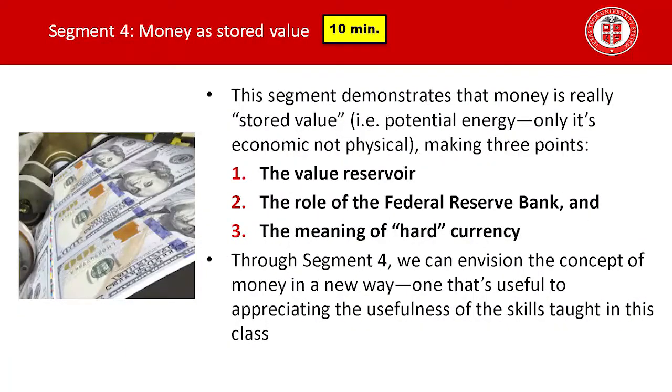Segment 4 talks about money as stored value, demonstrating that money is really stored value. That is to say, potential energy, only it's potential economic, not physical energy. We make 3 points: the idea of the value reservoir, the role of the Federal Reserve Bank in the economy, and the meaning of hard currency.